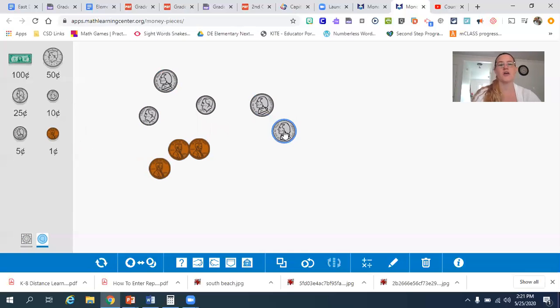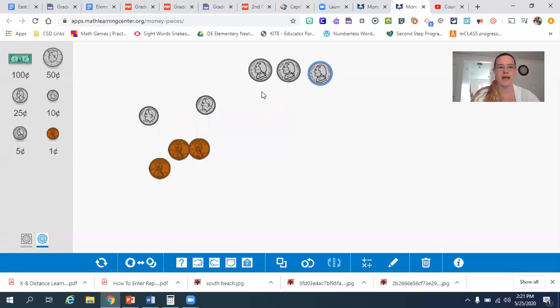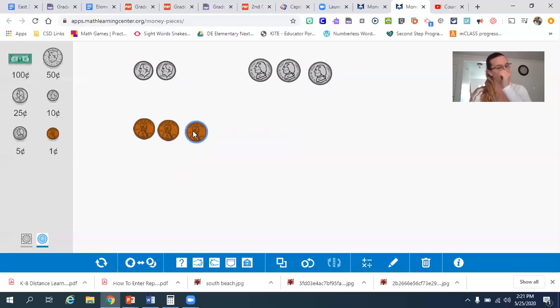Okay, so I have some coins here. I have some nickels, some dimes, and then I have some pennies. You notice the first thing I'm doing when I'm counting these is separating out each individual coin and putting each like coin together. Now, I'm going to start counting.